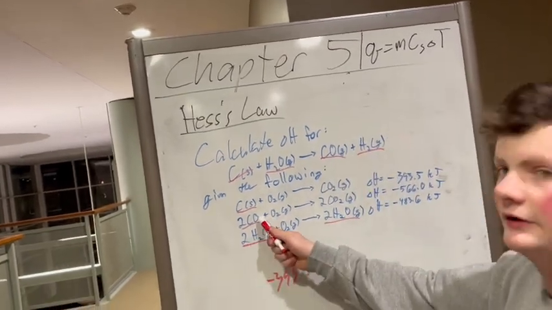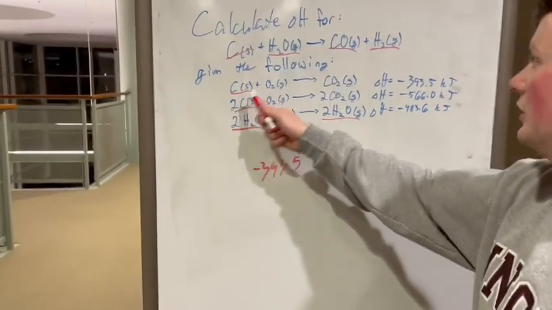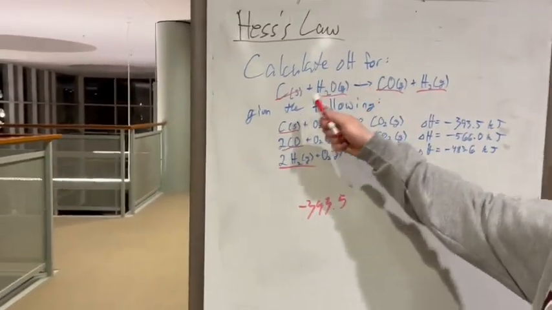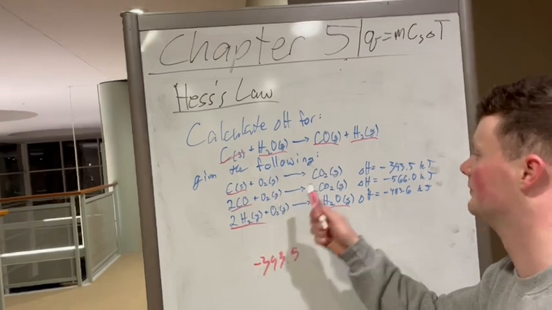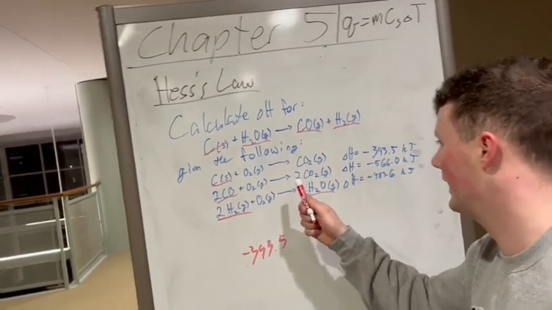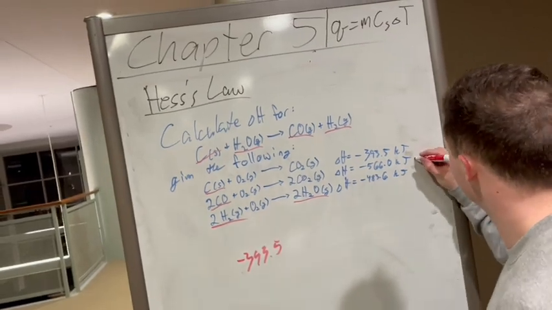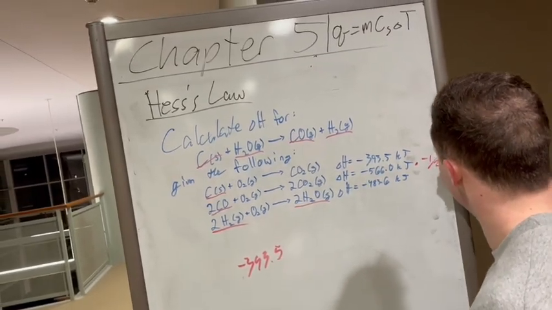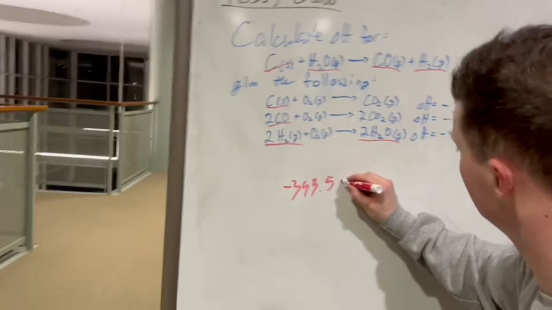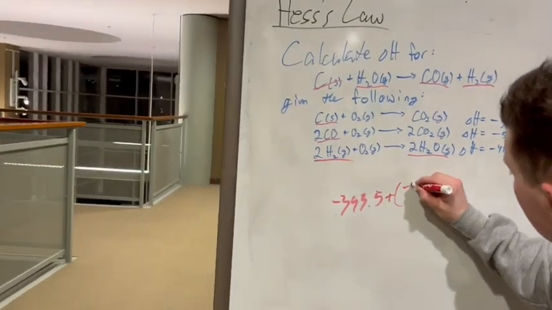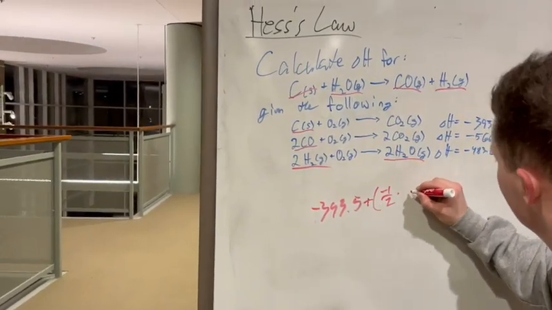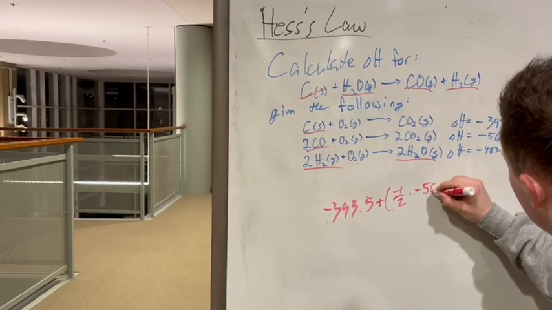2CO, on the other hand, it is 2 here compared to a 1 here, and it's on the opposite side. In order to switch sides, you have to multiply it by a negative. And since it goes from 2 to 1, we have to multiply it by half. So we multiply this by negative 1/2. So plus negative 1/2 times -566.